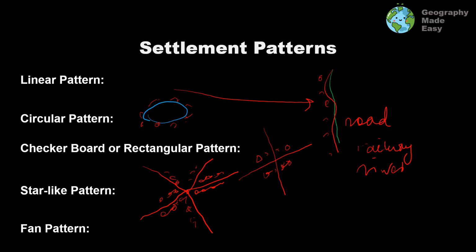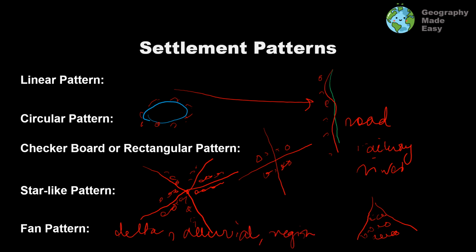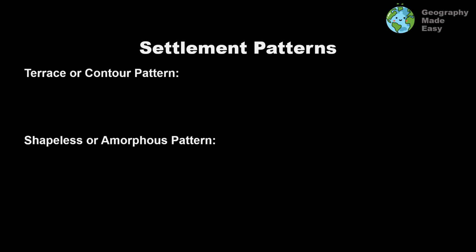And we have the fan pattern of settlements, where we see that usually on the deltaic fans, the settlement has grown on the fan, so it has grown in this way. This fan pattern is always seen either on the delta or alluvial fan region in the mountainous areas. So the shape of the delta is mimicked by the settlement pattern, or the shape of the alluvial fan is mimicked by the settlement developing.